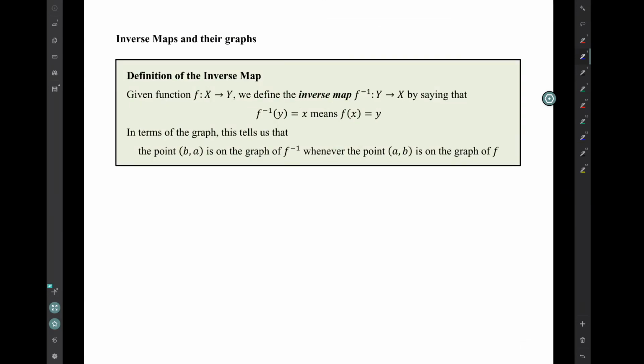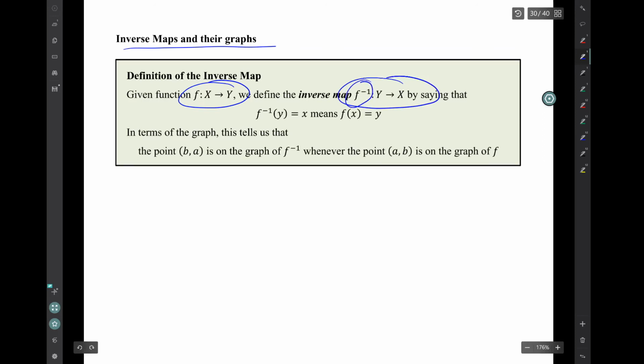Now I want to talk about inverse maps and their graphs. Given a function f from a domain x to a codomain y, the inverse map is denoted this way, f superscript -1. It's a map from y to x, and it's defined by saying that f inverse y equals x means that f of x equals y. In terms of the graph, this means that the point b comma a is on the graph of f inverse whenever the point a comma b is on the graph of f.